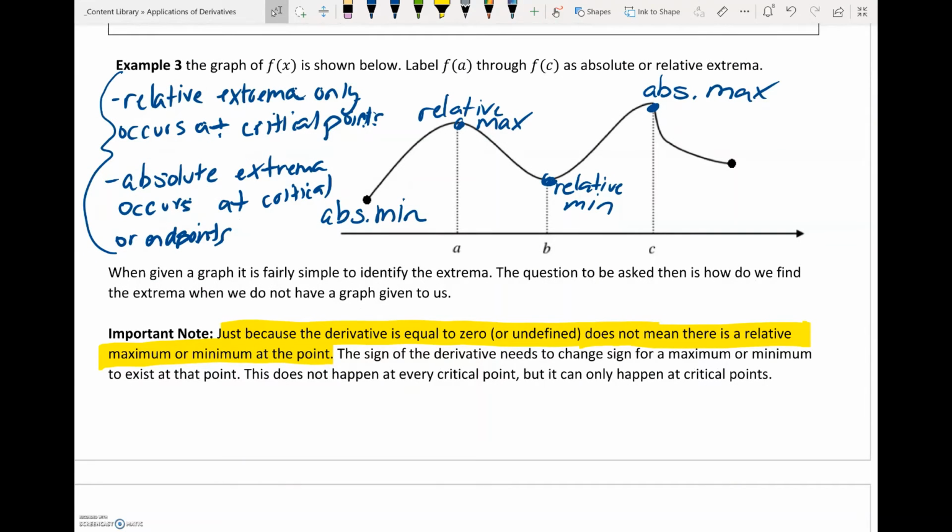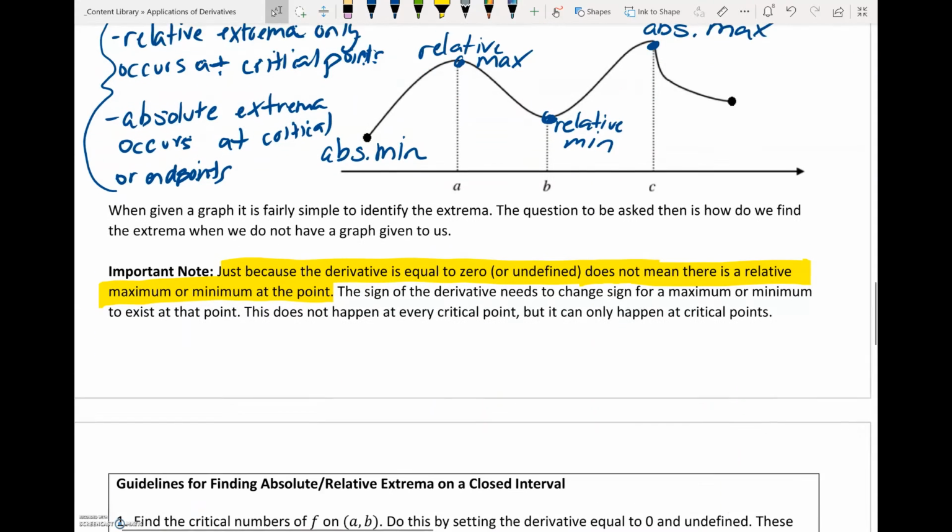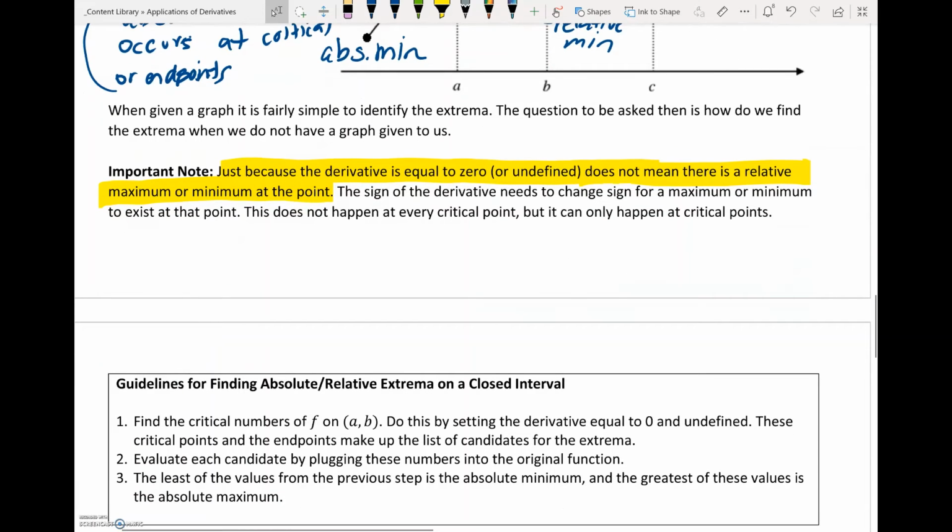Now, this is all fine and dandy if we have a graph. If we're given a graph, it's fairly easy to see what the absolute max and mins are and the relative or local max and mins are. When we don't have a graph, we can still find these relative and absolute max and mins. We have a test for that instead, and we're going to use algebra to determine that. Before we move on, I'll go through the 4.3 guidelines on how to find relative and absolute max and mins.